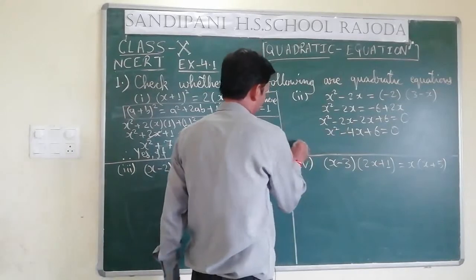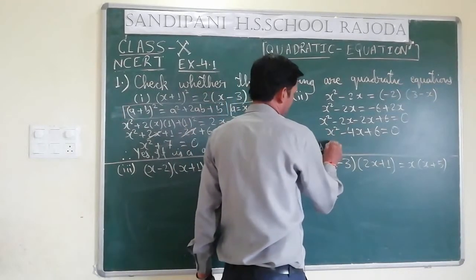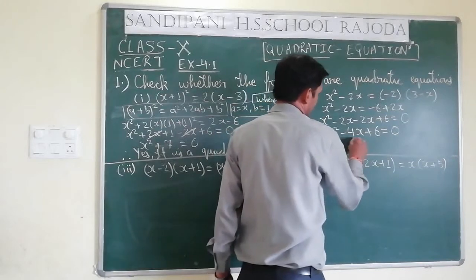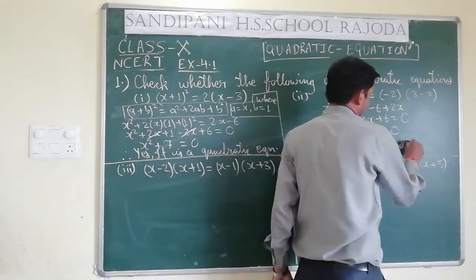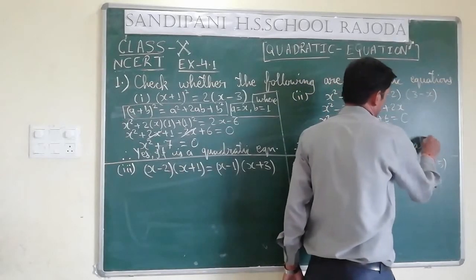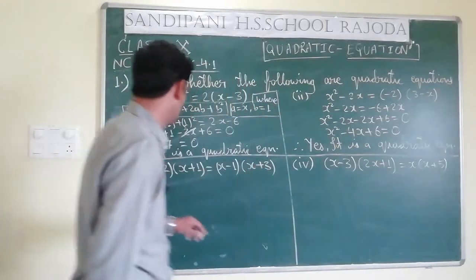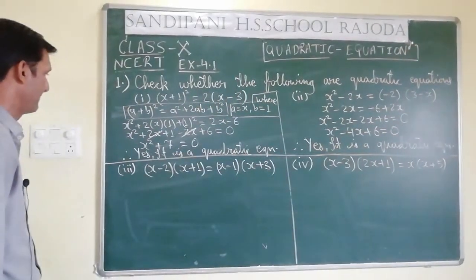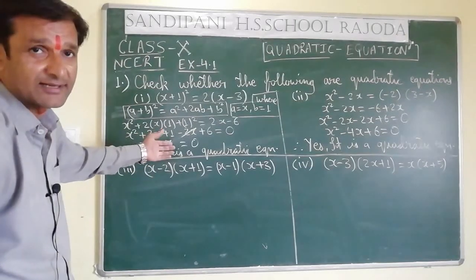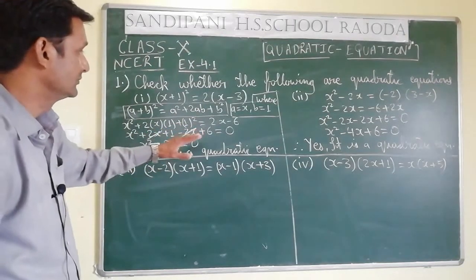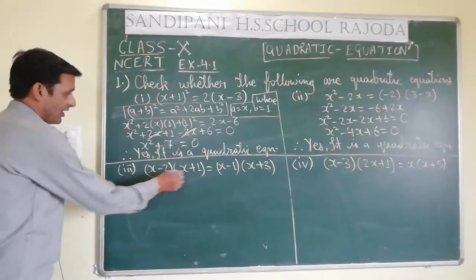Therefore, yes, it is a quadratic equation. Now, if in place of x square in this question it had only x, then it would not be known as a quadratic equation. Now, we have to solve the next question.